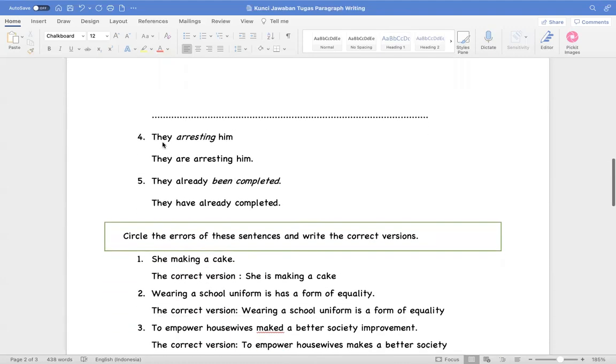The next one we have they arresting him. As what I have always said to you that verb ing cannot stand alone by themselves unless it is a gerund. Gerund posisinya di depan ya kalau jadi subjek. So this one is wrong because subjeknya they berarti kan bukan gerund kan subjeknya. Subjeknya pronoun. Berarti arresting here salah ya, harus ada to be-nya, are arresting him. Kenapa are? Karena subjeknya they.